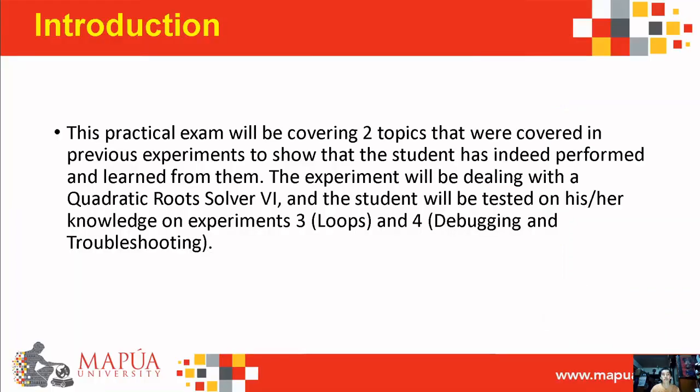So first off, the introduction. This practical exam will be covering two topics that were covered in previous experiments to show that the student has indeed performed and learned from them. The experiment will be dealing with a quadratic root solver VI, or virtual instrument, and the student will be tested on his or her knowledge on experiment 3, which is loops, and experiment 4, which is debugging and troubleshooting.